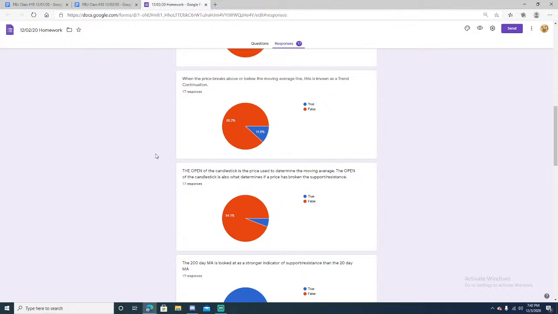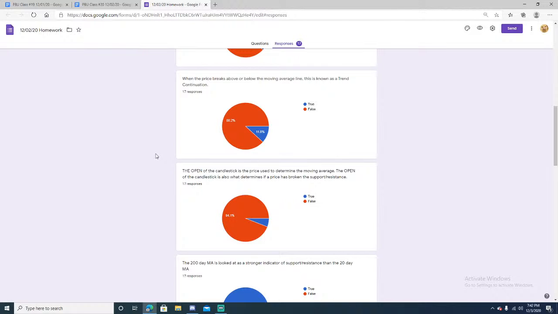The open of the candlestick is a price used to determine the moving average. The open of the candlestick is also what's determined if the price has broken the support or resistance. That is false. It's actually the close of the candlestick. So the close of the candlestick is the price used for the calculation of the moving average. The moving average is based off of the closing price, not the middle, not the wicks. It's all about the closing price.